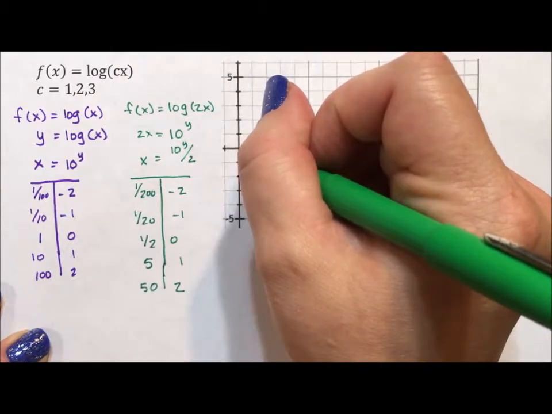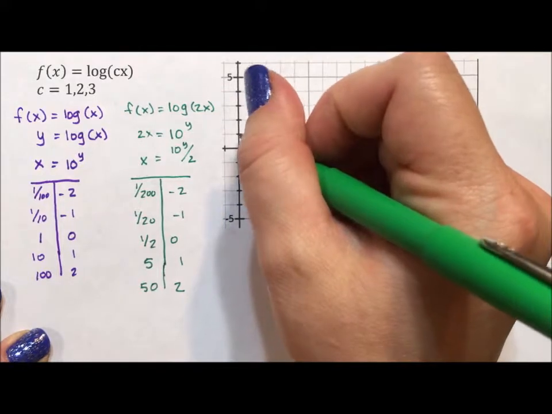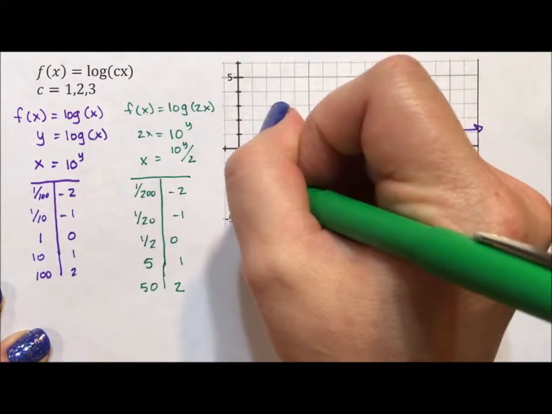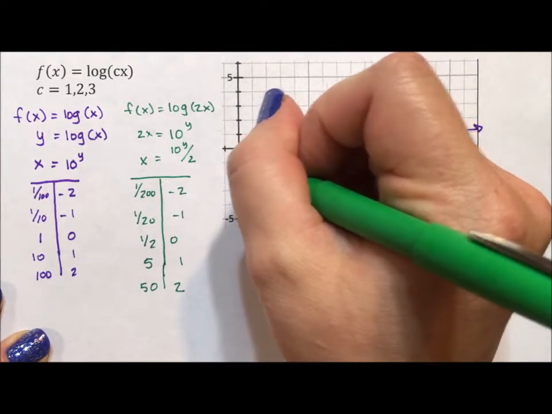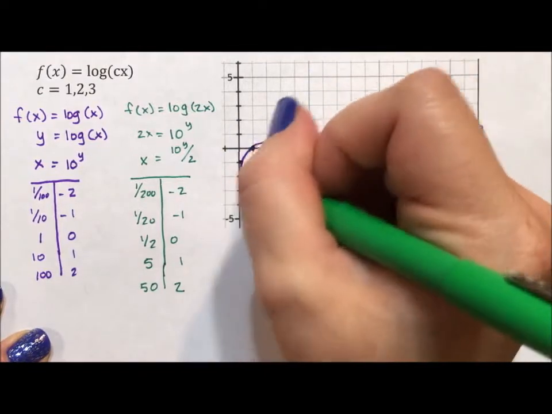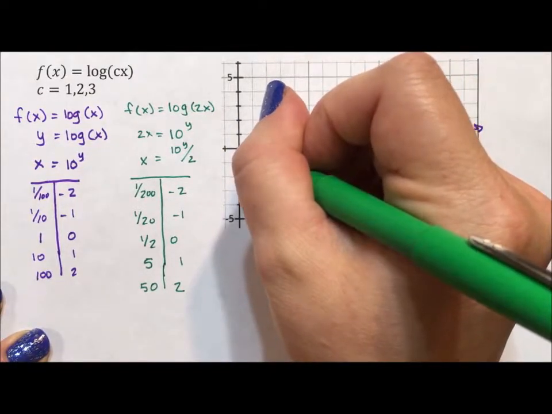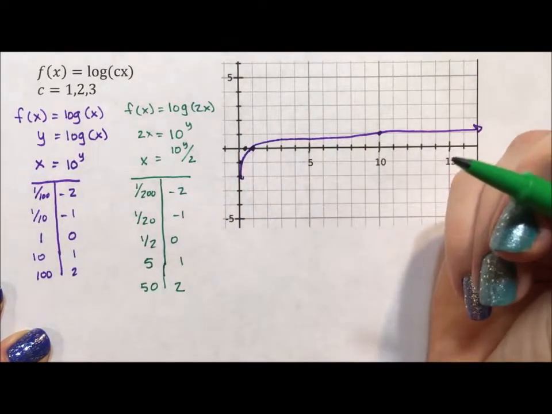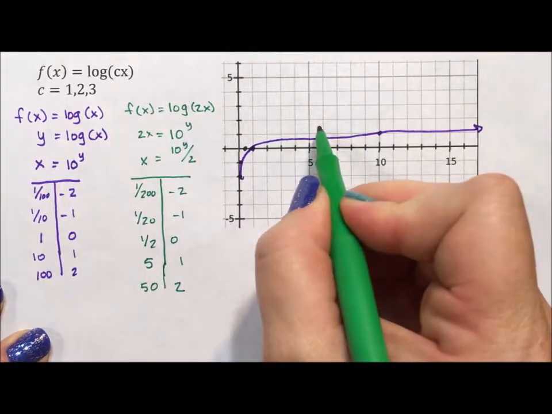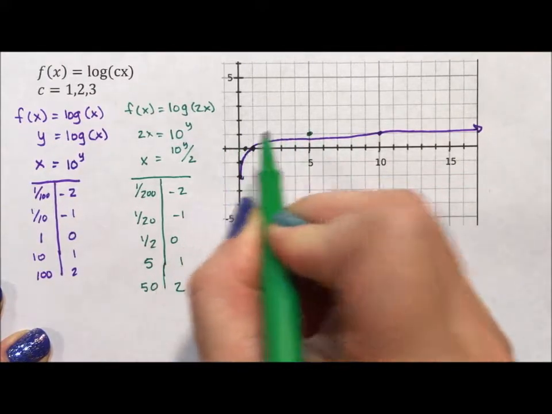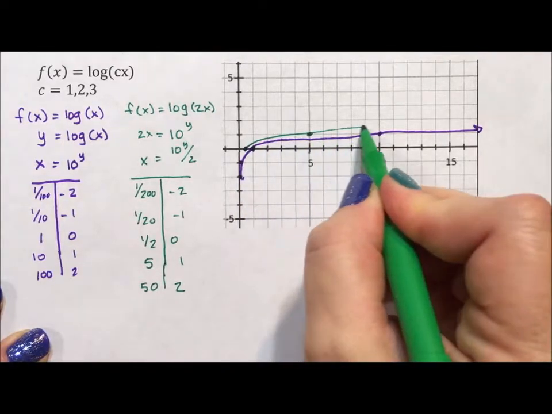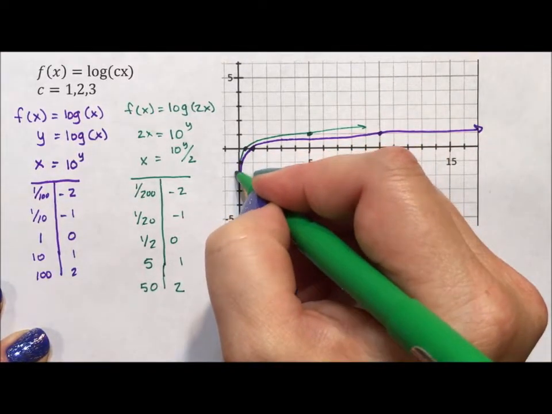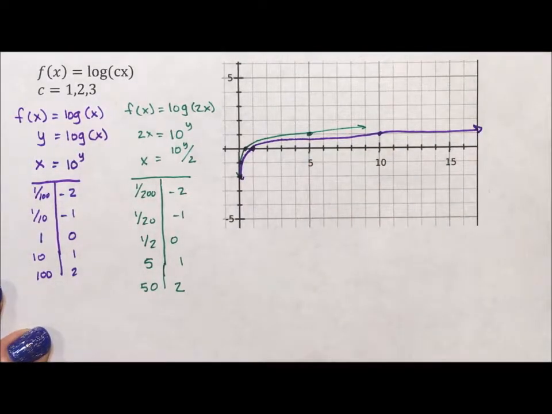1 over 200 is smaller, so it's going to be even closer to the y-axis. 1 over 20 is going to be closer to the y-axis. 0, 1/2 is going to be closer to the y-axis. 5, 1 is going to be closer to the y-axis. And you can see that this whole graph is kind of on top of the purple graph when we went from 1 to 2.